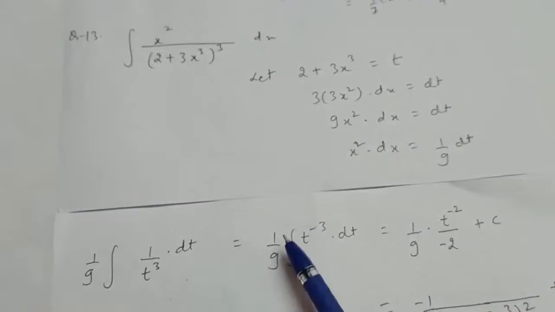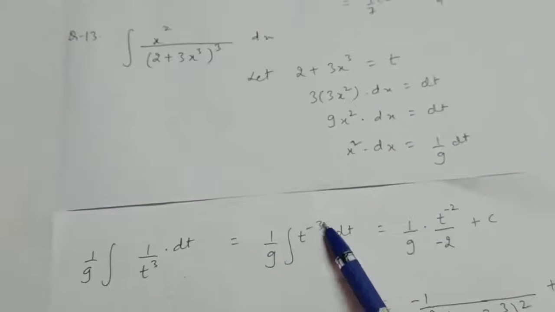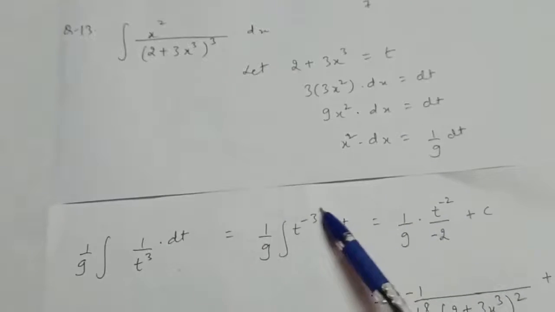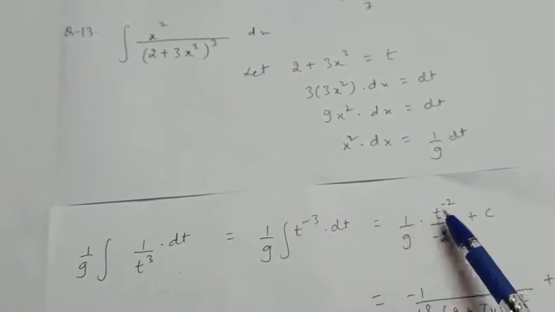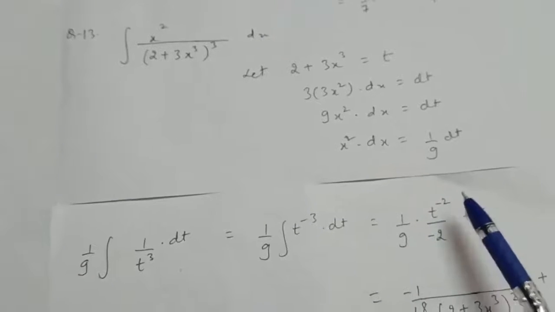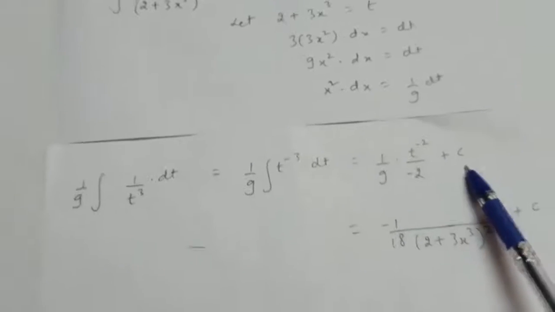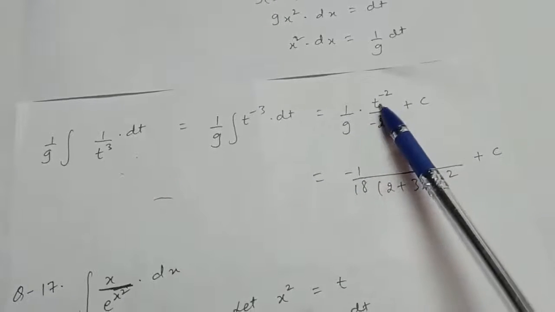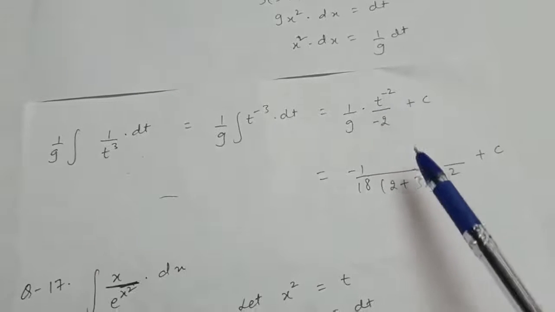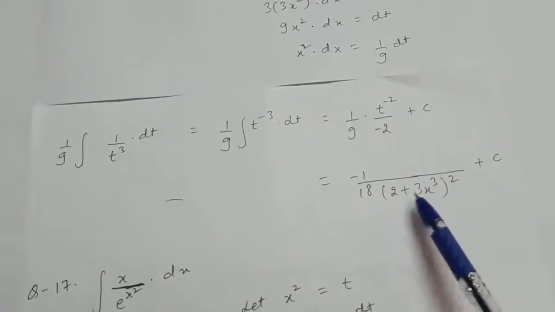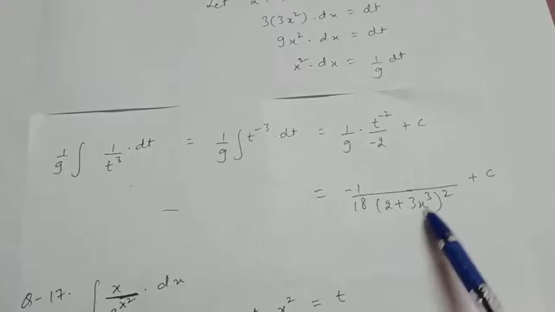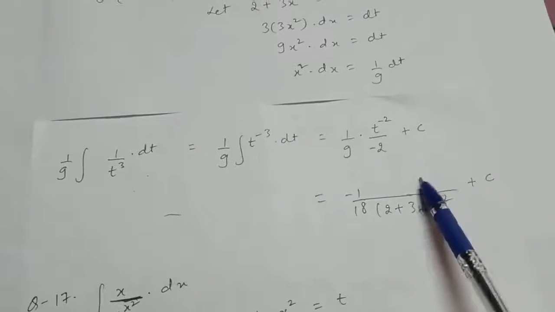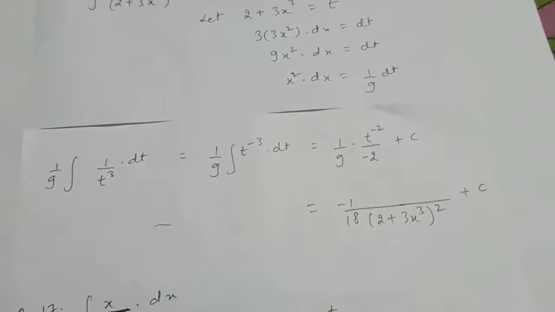Now this is equal to 1 by 9 integral of t raised to the power minus 3, which is equal to 1 by 9 into integral of this will be t raised to the power minus 3 plus 1, that is minus 2, upon minus 2 plus c, which is equal to minus 1 by 18. Also t raised to the power minus 2 is equal to 1 upon t square, and in place of t put this value 2 plus 3x cube, right, plus c. So this is the integral value of the integral given.